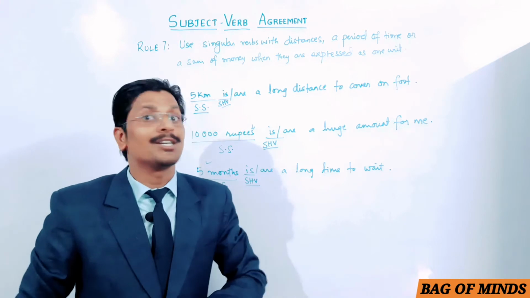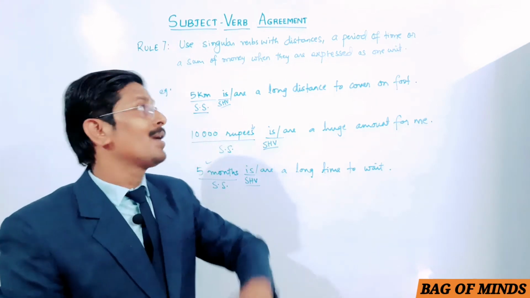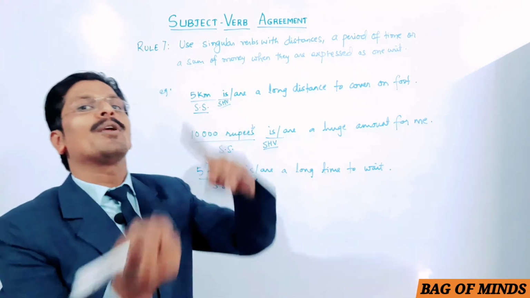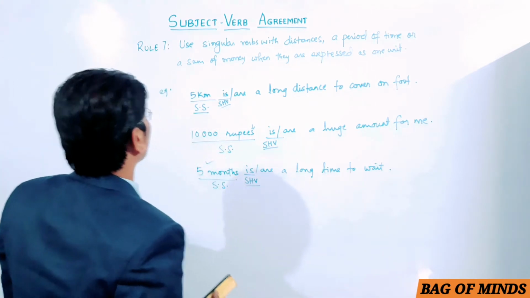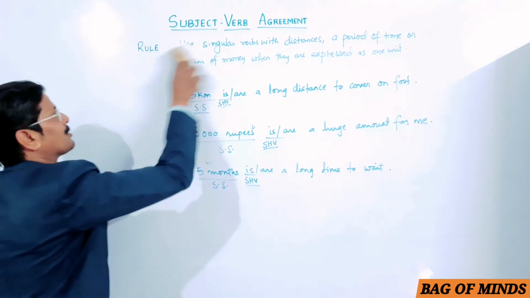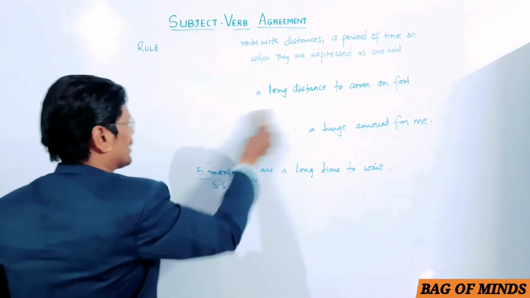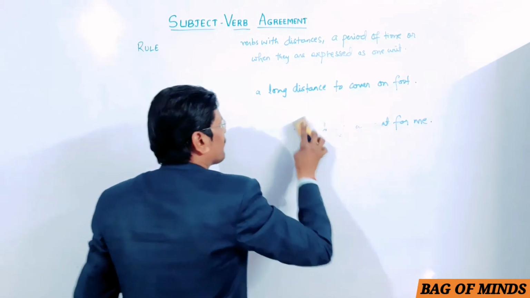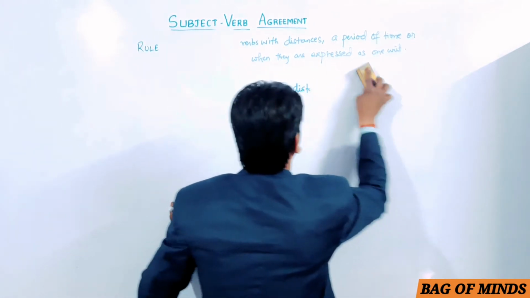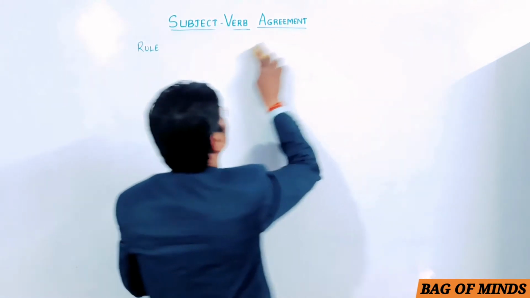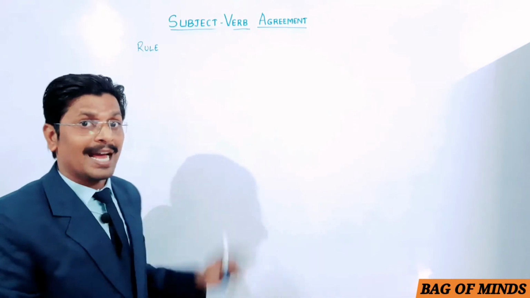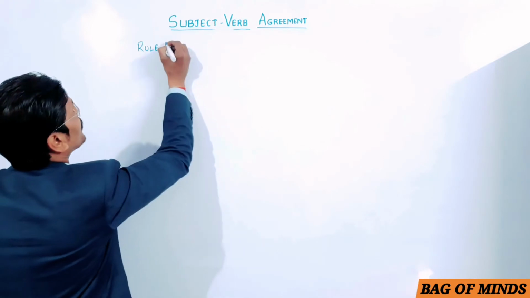I hope, my dear viewers and students, you are clear with rule number 7. Then we move to rule number 8. There are 3 more rules which we will cover under the category of subject-verb agreement. Remember one thing, students who are preparing for their board examination, these are tricky questions which are asked, and most of the time students get confused whether it is a plural subject or a singular subject. So you need to be very careful and identify whether it has been used as one unit or not.